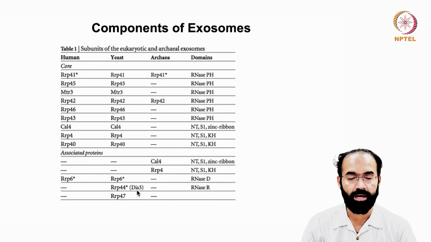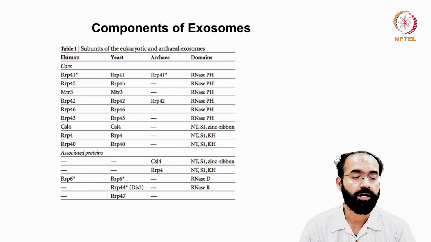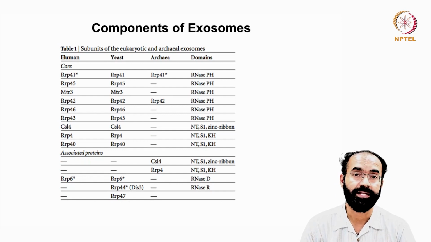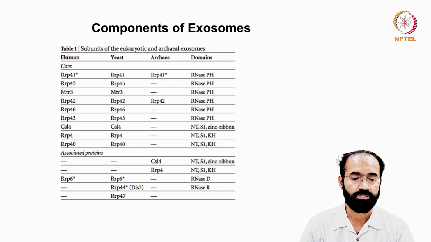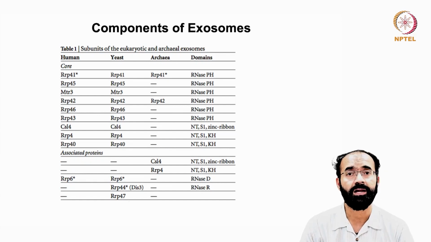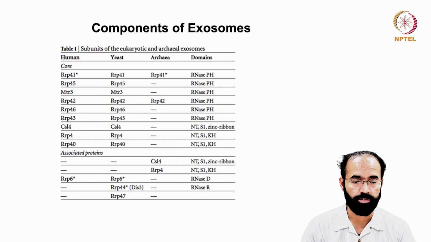Let us see the components of the exosome. You have examples from human, yeast, archaea, and also we have a table with a column that says what the functional domain of this is. So, the subunits of the eukaryotic and archaeal exosome. Archaea means very primitive prokaryote. Yeast is an intermediate, a unicellular eukaryote, whereas human means a highly developed, complex eukaryote.